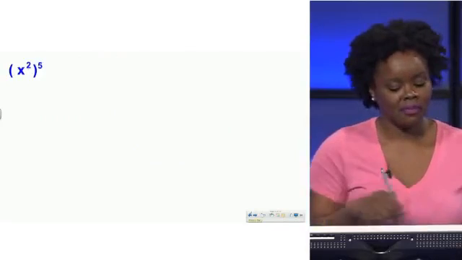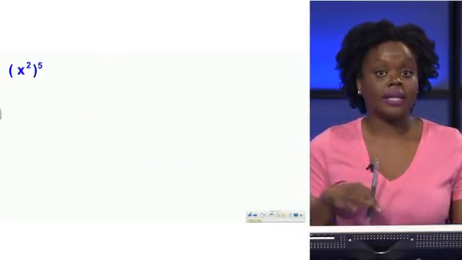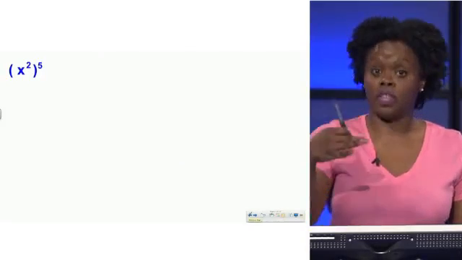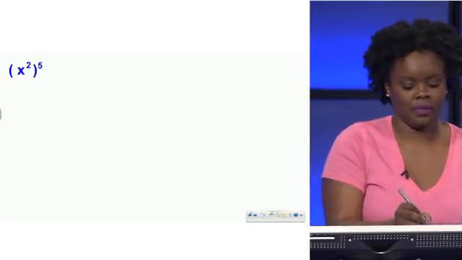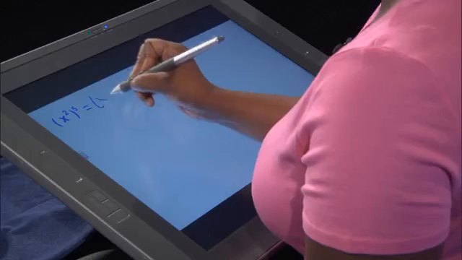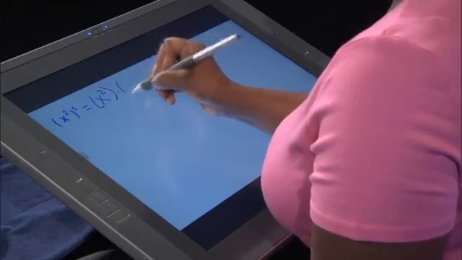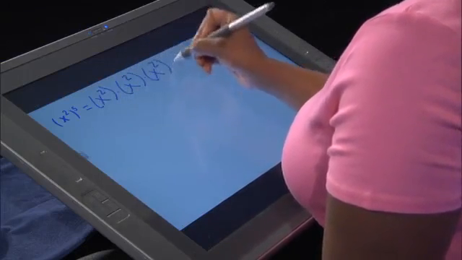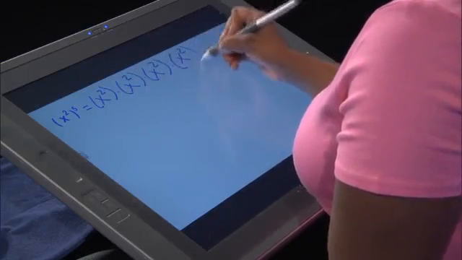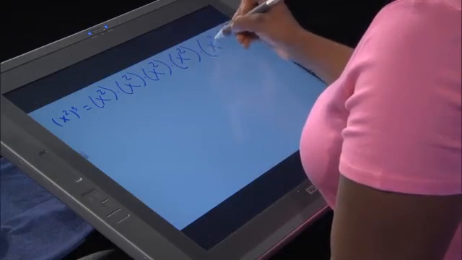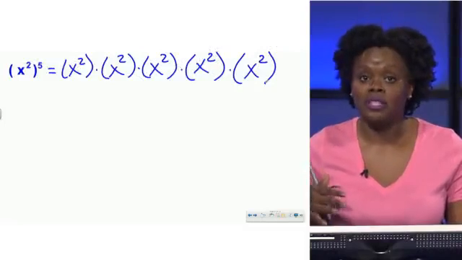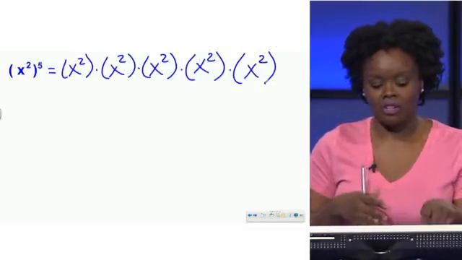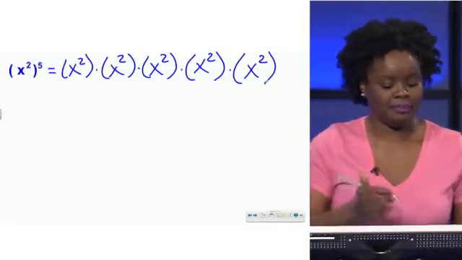You will. Now this one, I've got x squared raised to the 5th power. So I'm multiplying x squared by itself 5 times: x squared times x squared times x squared times x squared times x squared. I bet you're starting to realize why someone wanted to find a pattern, because depending on how large those exponents are, you could be writing all day.